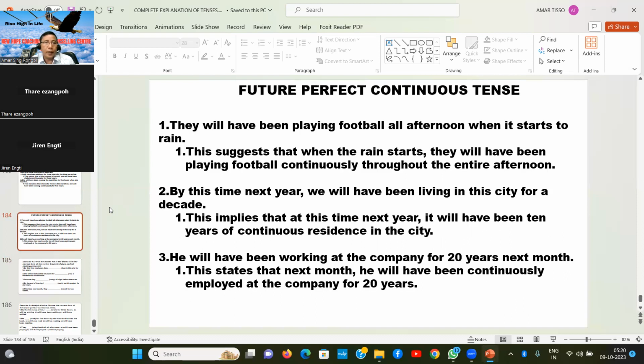So this is the idea about the future perfect continuous tense. It is to be used for future actions that will be continuous up to a certain point in time.